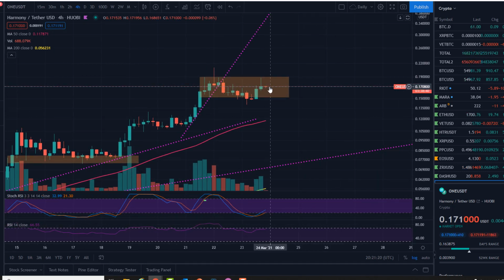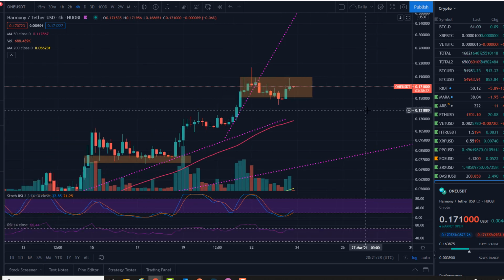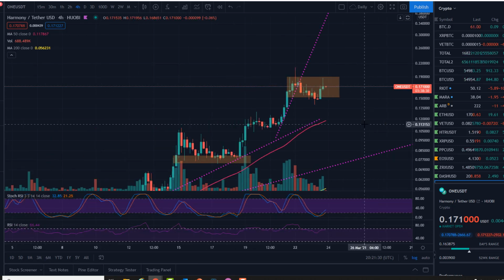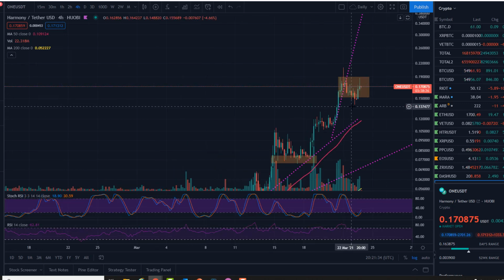I think considering Bitcoin has corrected, we're going to continue to go sideways in this range a little bit longer. As predicted, 16 cents was always going to be that particular range where I thought there would be a little bit of resistance, and it has played out that way.